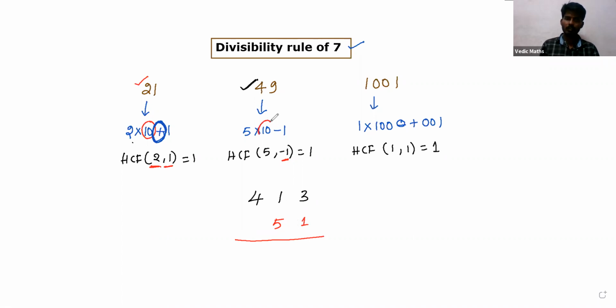Here also we have 10. In the unit place we have to take only a single digit. So 41 is multiplied with 1, and it gives 41. After that, 5 times 3 will be 15. But here the minus sign is there, so we have to add the resultant. Then we get 56. Now 56 is divisible by 7, so the whole number 413 is also divisible by 7.